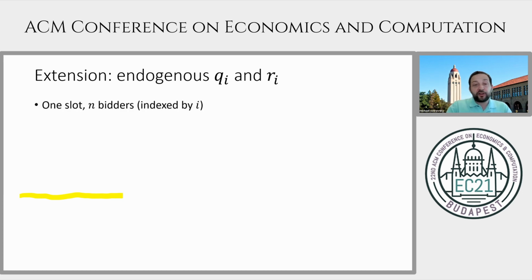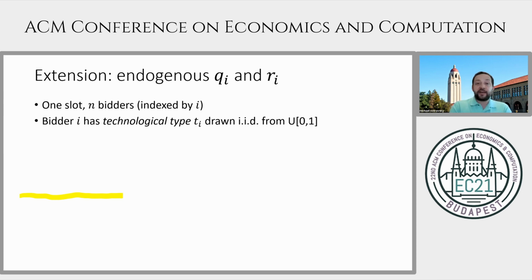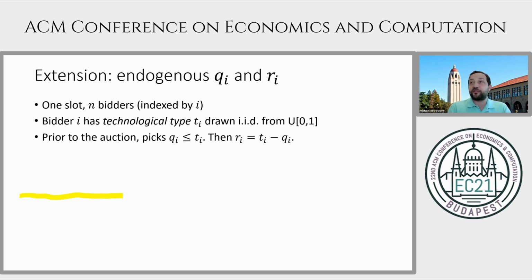And the way I model this, again, is very straightforward. I assume that each bidder has technological type Ti drawn IID from the uniform distribution, and then they can allocate before the auction some fraction of this type to revenue, and then the remainder is going to be their popularity. Okay, so if you choose a high revenue, your popularity is going to be low, and vice versa. And then after that, everything is exactly the same.